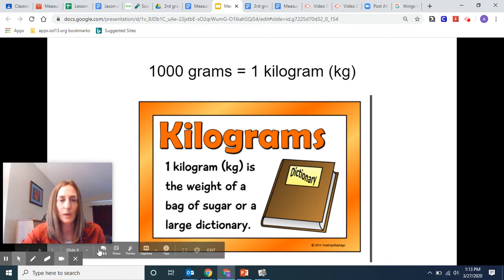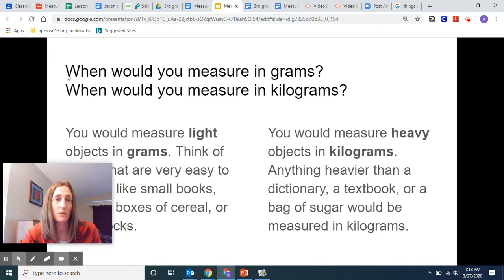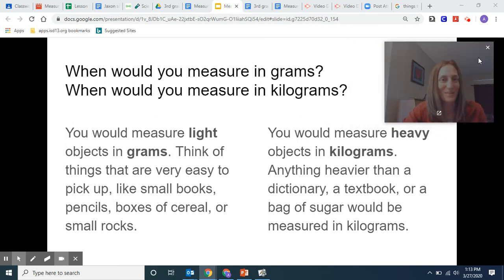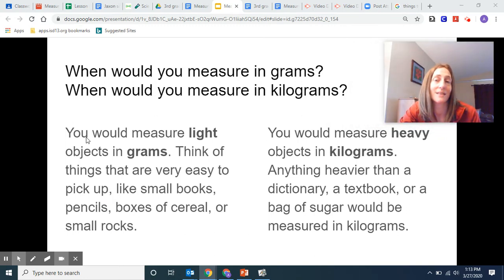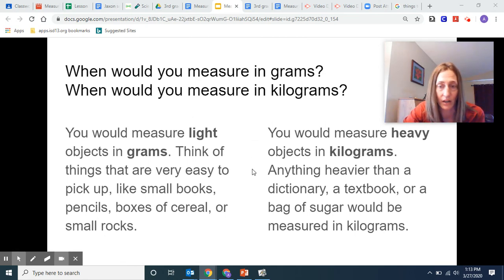So what kinds of things would we measure in grams? Let's do that first. And really the question is, when would you measure in grams and when would you measure in kilograms? You would measure light objects in grams. Think of things that are very easy to pick up, like small books, pencils, boxes of cereal, small rocks. All of those things are things that you would measure in grams. You would measure heavy objects in kilograms. So anything heavier than a dictionary or a textbook or a bag of sugar would be measured in kilograms.